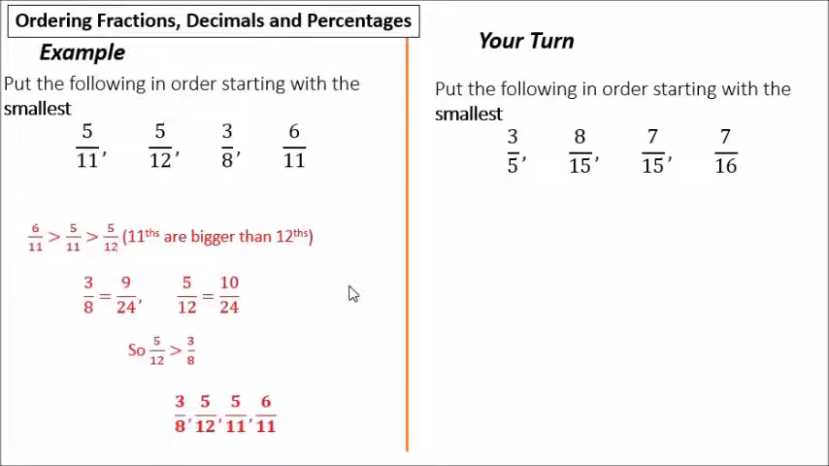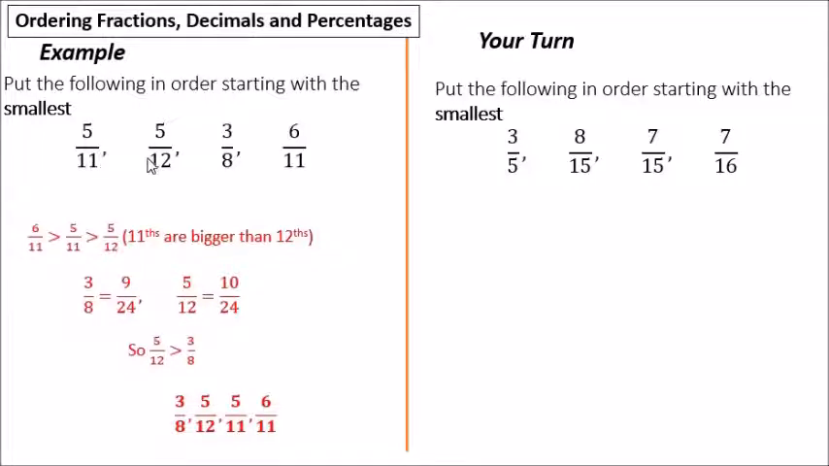So in this case we have all fractions. Now when we have all fractions, it's not the most efficient thing to do to convert them to decimals. In this case we can just compare the fractions. Now if you look at the 11ths and 12ths, they're all quite similar. So we have 5 11ths and 6 11ths. Well, clearly 6 11ths is bigger than 5 11ths, which I wrote first. 6 11ths is bigger than 5 11ths.